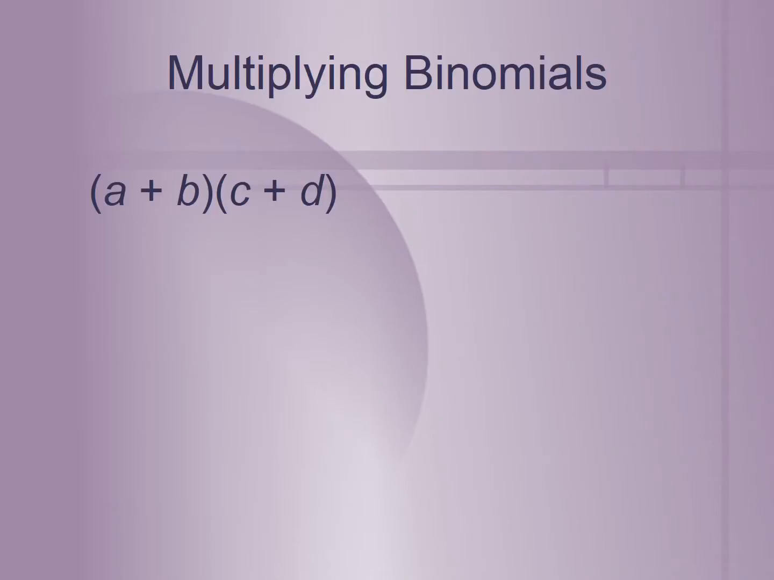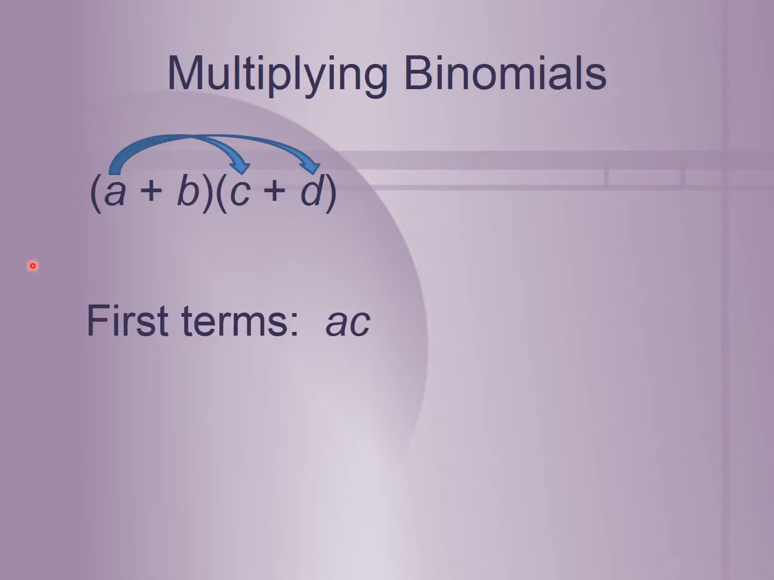So let's say we have binomials whose terms are represented by A, B, C, and D. Those terms can be anything. For right now, we're just using A, B, C, and D to show how it works. The first thing we do is distribute the first term of our first binomial to the first term of our second binomial. So we're doing the first terms, A times C. The F in first corresponds with the F in FOIL.